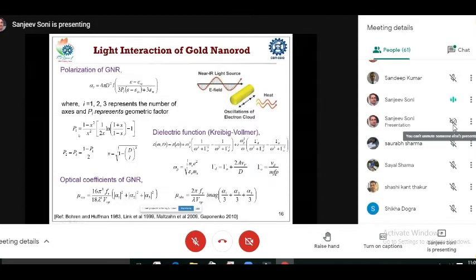And based on the geometrical parameters, we can find out that, okay, this much is the polarization occurring. And also, because in case of nanotechnology, we are trying to use sizes which are generally lower than the mean free path of the electrons for a particular material. For example, in case of gold particles, we have a mean free path of around 50 nanometers.